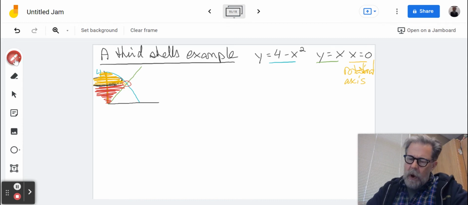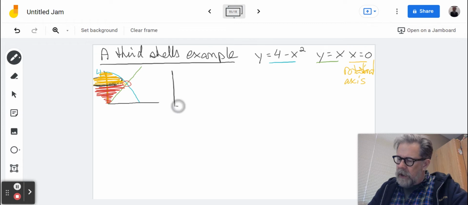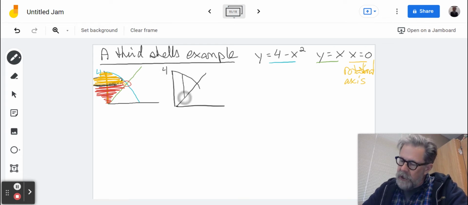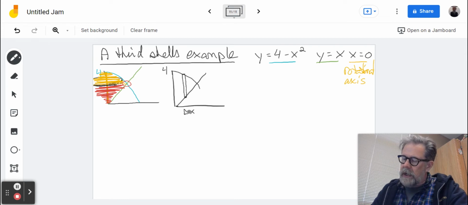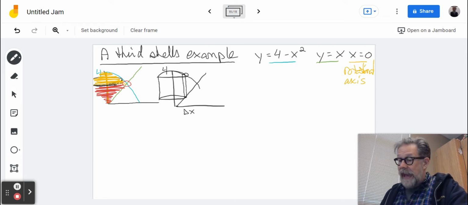So instead, what we're going to do is look at, and I'll quickly redraw it without all the fancy colors, a shell rotation where this is the thickness of our shell, and it is being rotated around the axis just like that.